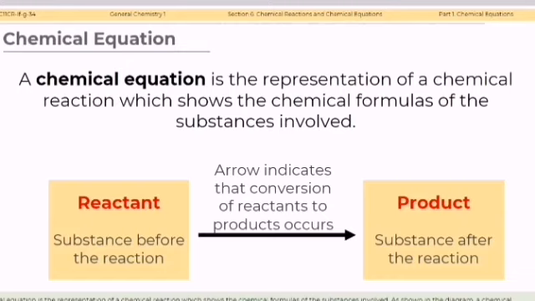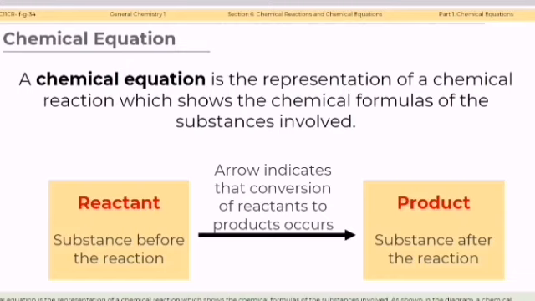A chemical equation is a representation of a chemical reaction which shows the chemical formulas of the substances involved. As shown in the diagram, a chemical equation consists of reactants and products. Reactants are the reacting substances before a reaction takes place. Products, on the other hand, are the substances generated right after the reaction takes place.